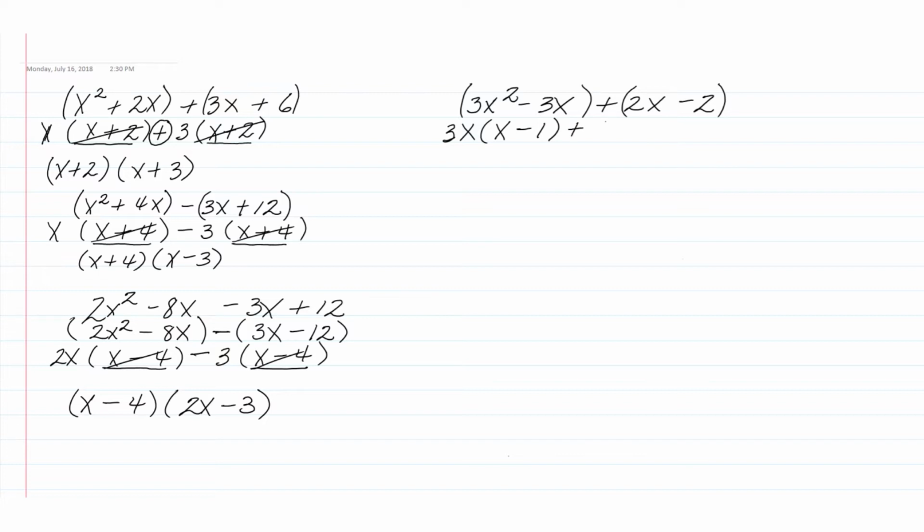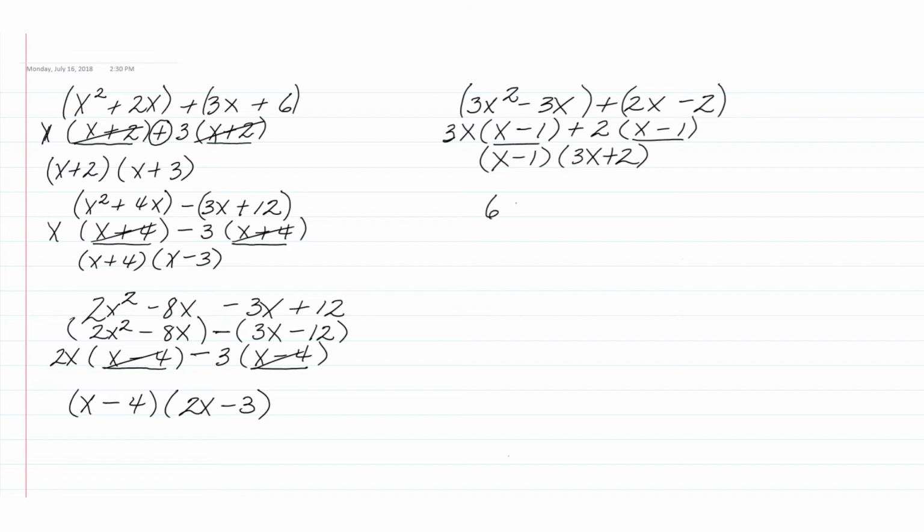And out of our second parentheses, we can factor out a 2, and that leaves us, once again, x minus 1. So our x minus 1 is our common factor. So that's going to give us x minus 1 times 3x plus 2. So let's take another example here.